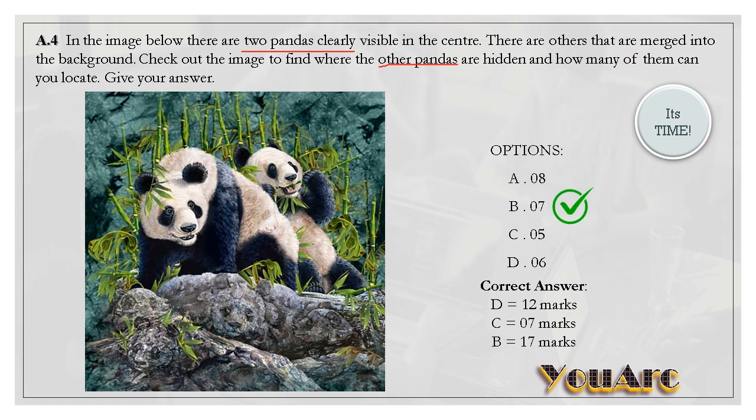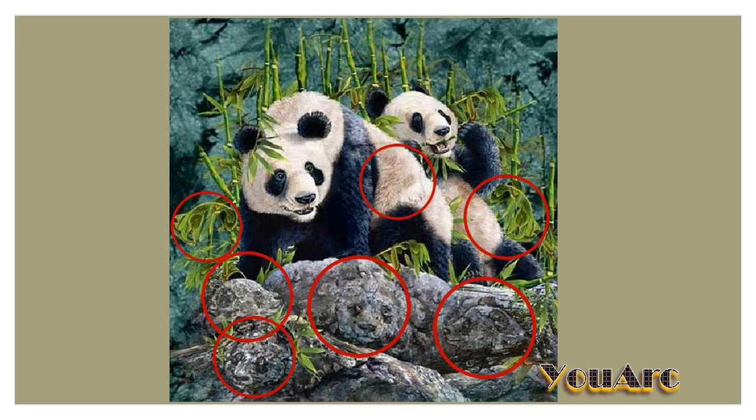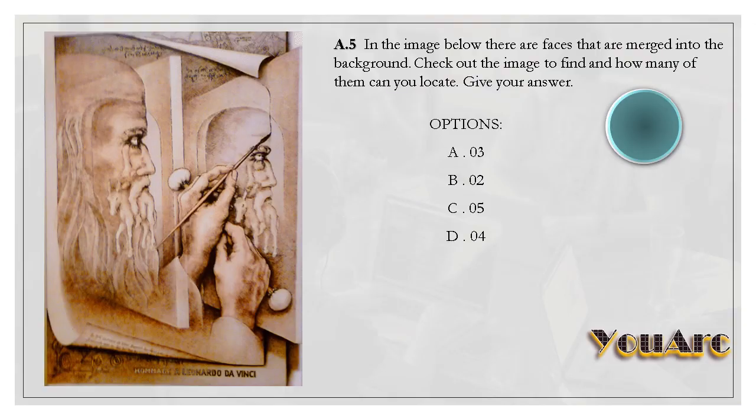So your answer is 7 and let's see how it is. So can you see here? So totally we have 7 pandas other than these 2 highly visible pandas. In the image, there are faces that are merged into the background. Check out the image to find how many faces you can locate. Give your answer. Your time starts now.